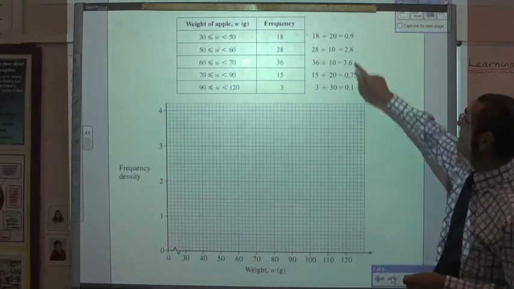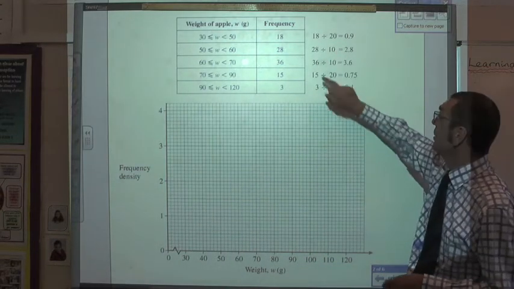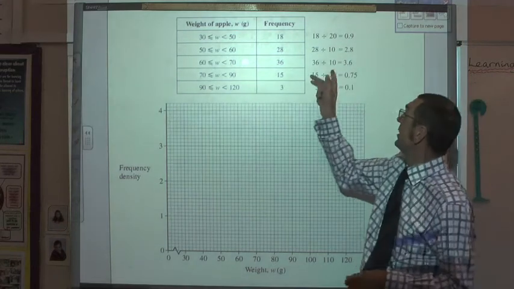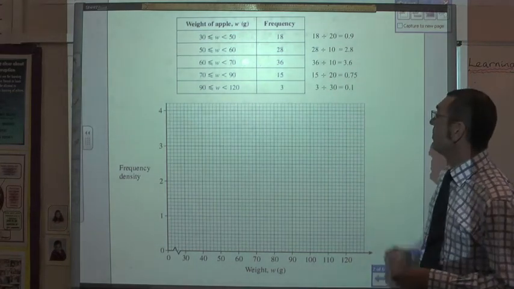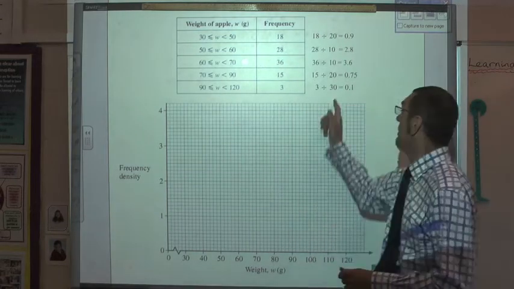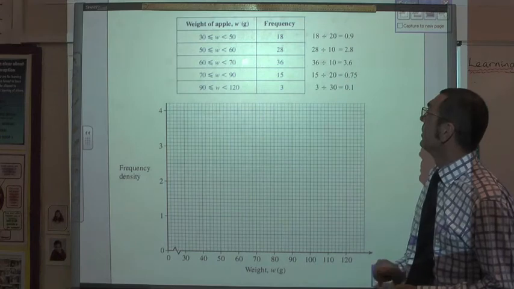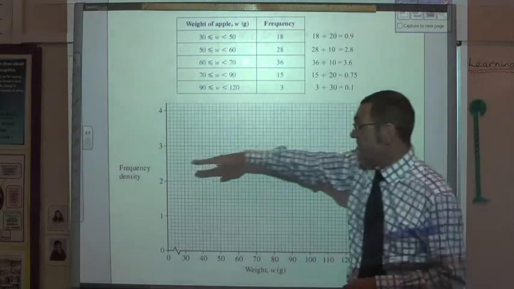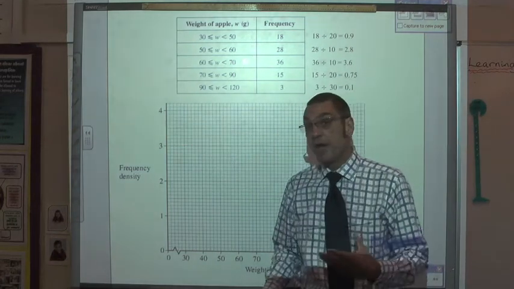28 divided by 10 is 2.8, notice the class width is different. 36 divided by the class width of 10 gives me 3.6, then 0.75, and finally 3 little apples between 90 and 120 grams gives me 0.1. You'll notice my highest value is 3.6, which fits nicely onto my graph, so we're all in the right area.